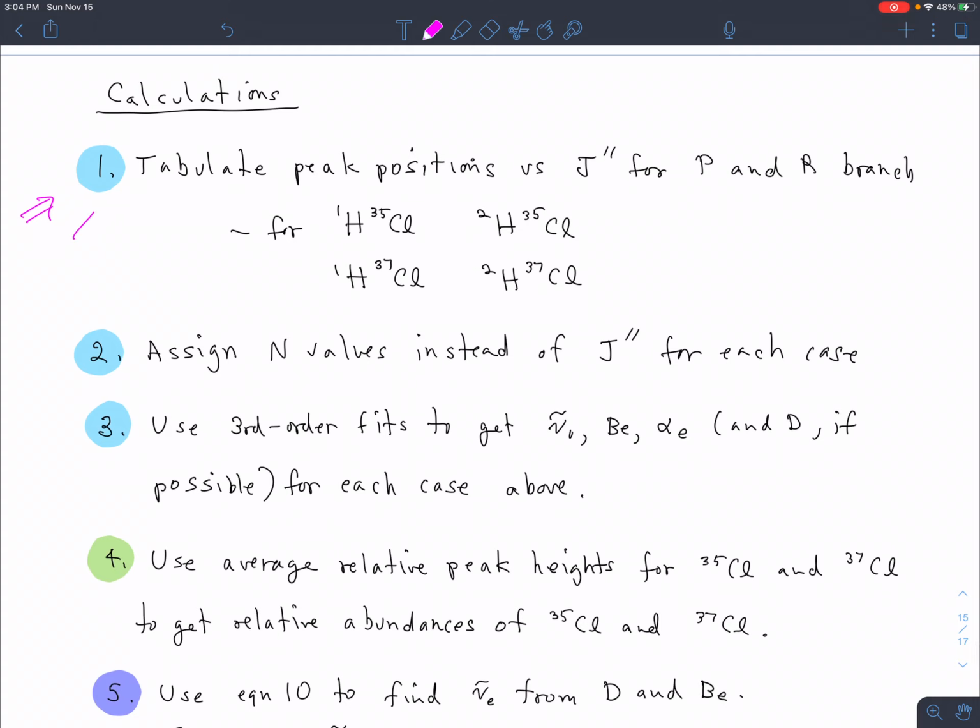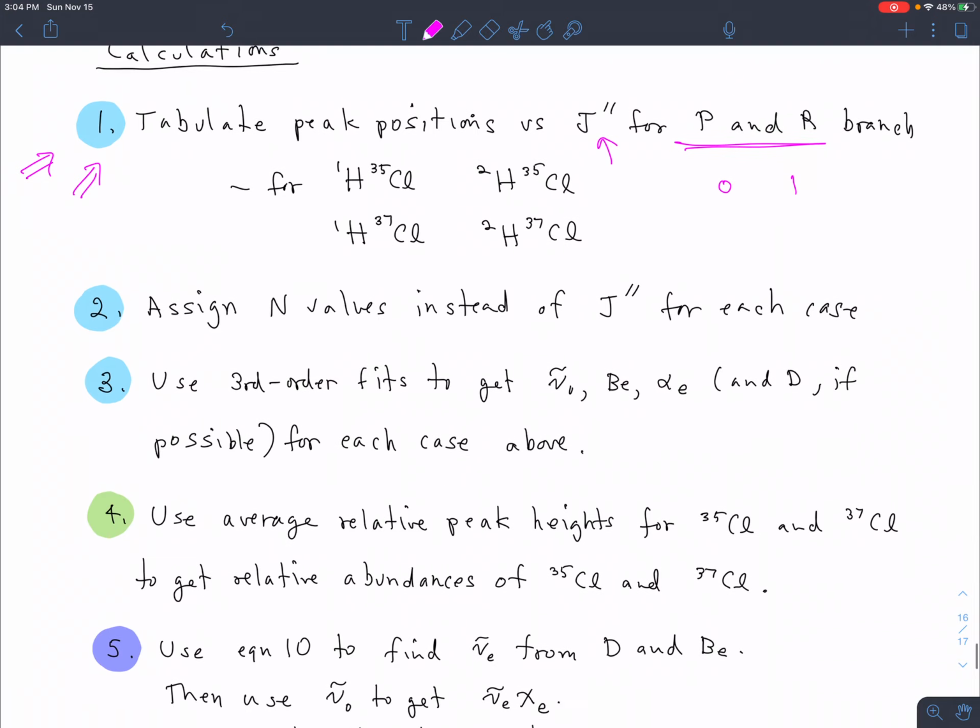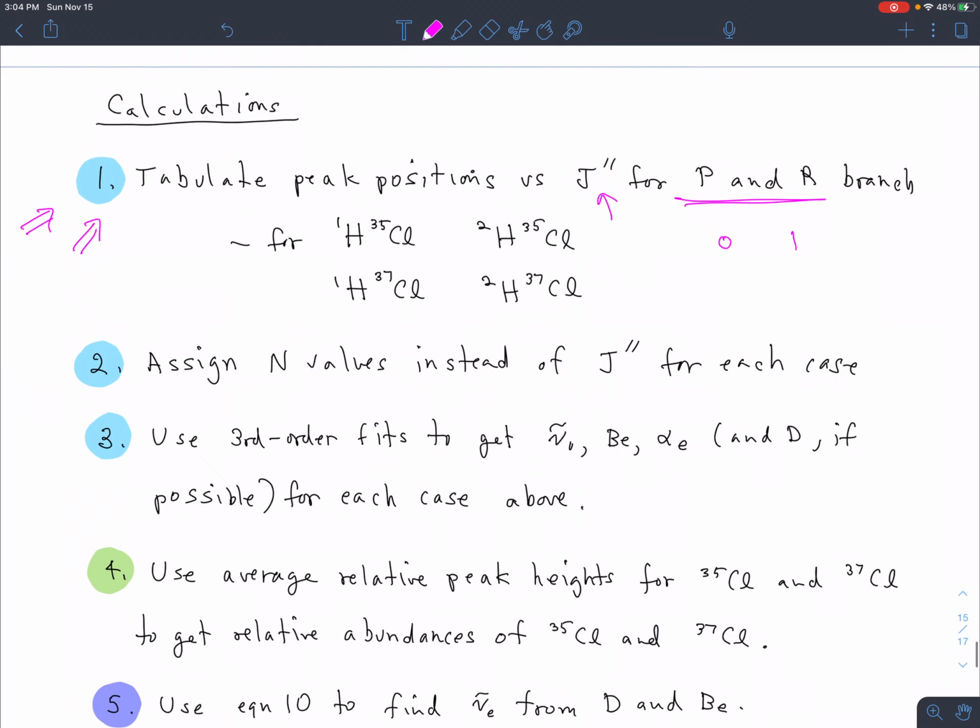Then you'll make a table of all the peak positions versus the rotational quantum number for the P and R branch, right? We don't do it versus the vibrational quantum number because it's always the same two vibrational quantum numbers, 0 and 1. That's the only option we have. HCl, chlorine has two common isotopes, which makes some difference in the moment of inertia, right? A heavier chlorine atom will affect the reduced mass and therefore affect the moment of inertia, which means that in the spectrum, all the peaks are doubled. There's a low peak and there's a high peak.